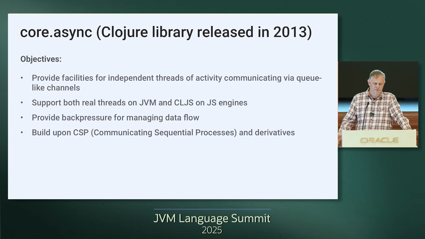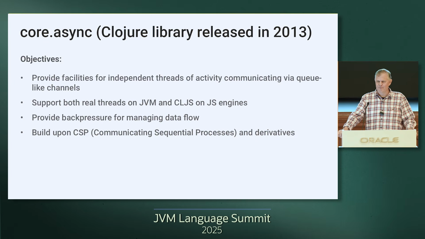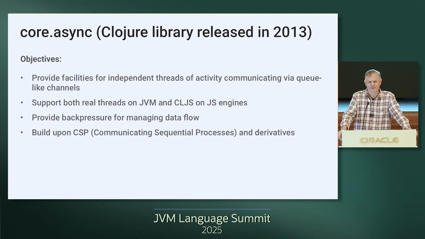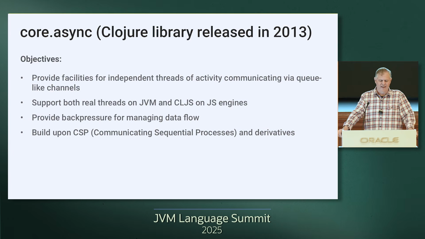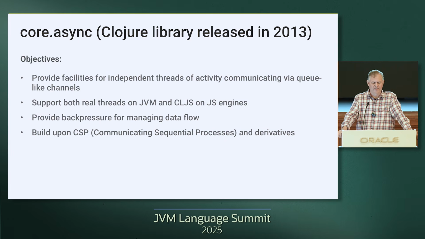So core.async was a library released in 2013. It's hard to believe because I remember working on it. It was one of the first things I worked on in the Clojure team. And the objectives here were to provide some of these core facilities for Clojure programmers to use.